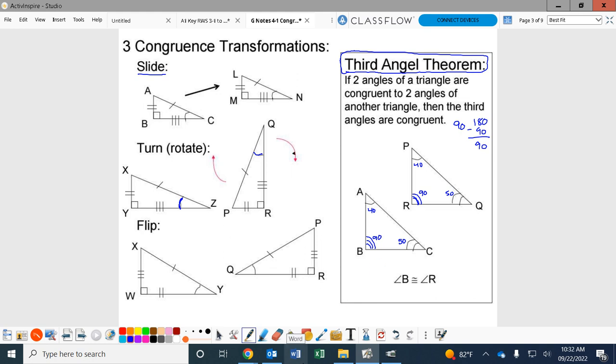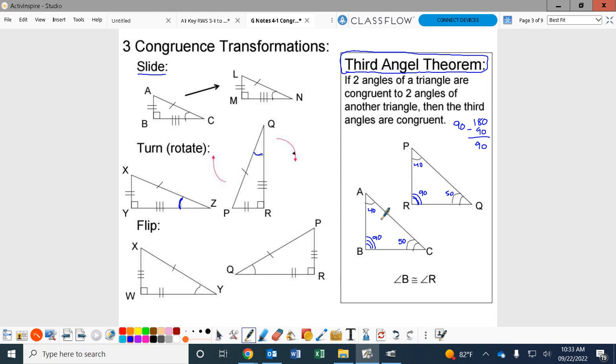Now, you don't need the math for that. I'm just showing you that the math is going to work, because if these two are the same, then the math's going to be the same when you add them together and subtract from 180. So the concept that you're supposed to get out of that is if you know two angles are already the same, then the third one's got to be the same. It's called third angle theorem.